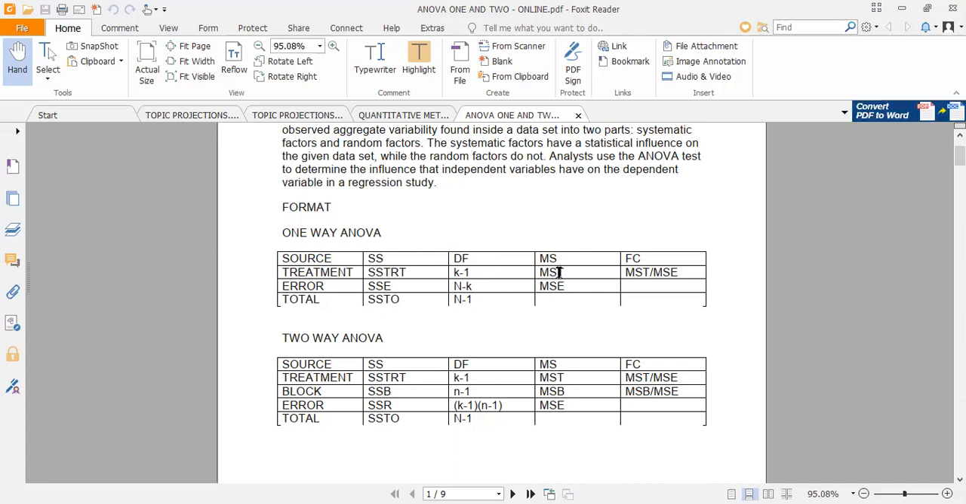Then this column has the mean of squares. MST stands for mean square treatment. MSE stands for mean square error. Then we have the F calculated, which is simply given by the mean square treatment over the mean square error. ANOVA is a component of hypothesis testing where we're testing variations that emanate from more than two datasets. So for 3 and above, we use analysis of variance.